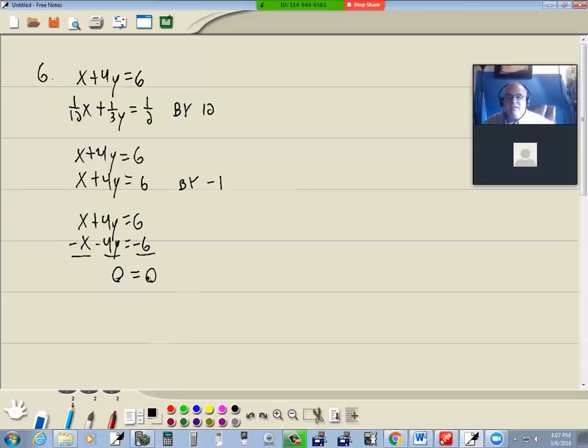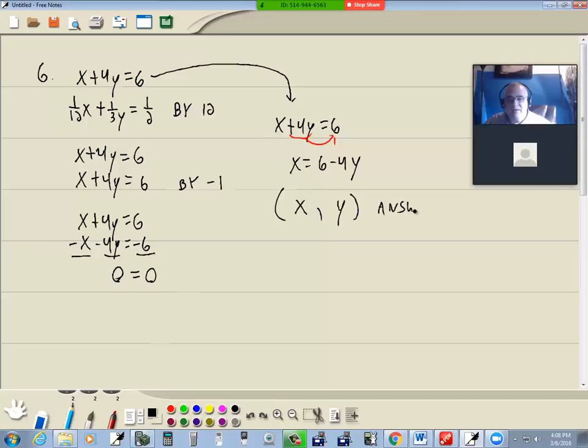Now when you come up with 0 is equal to 0, this is our dependent case. And what we'll do is we'll go back to our simplest equation. Here you got x plus 4y is equal to 6. And I want to solve this for x. So I'm going to take the 4y, move it over, and you get x is equal to 6 minus 4y. Now our answer is of the form x comma y.